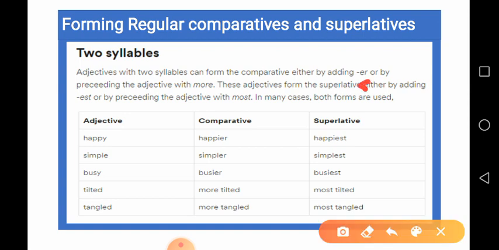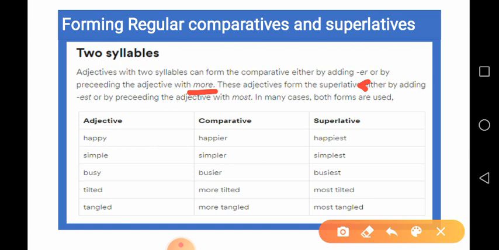to the adjective, or even we can write more before an adjective. So, sometimes we use er and sometimes we write the word more preceding the adjective. Therefore, when it is a 2-syllabic word, we have a choice: either er, or preceding the adjective with more.